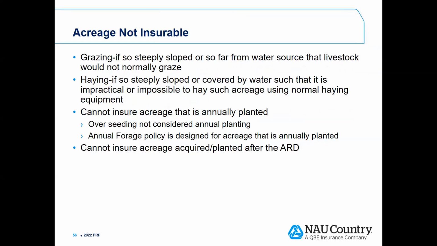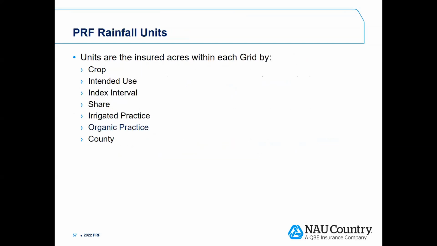Acres are not insurable if they're so steeply sloped or so far from a water source that they couldn't be grazed. For haying, not insurable if so steeply sloped that it could not be mechanically harvested. It goes back to the word on the slide: ground must be suitable for the practice that you are applying for. Units: crop, intended use, irrigated, non-irrigated, share, these are going to separate units.